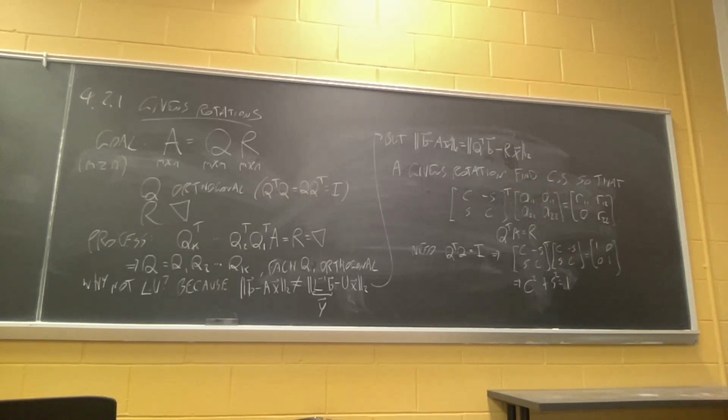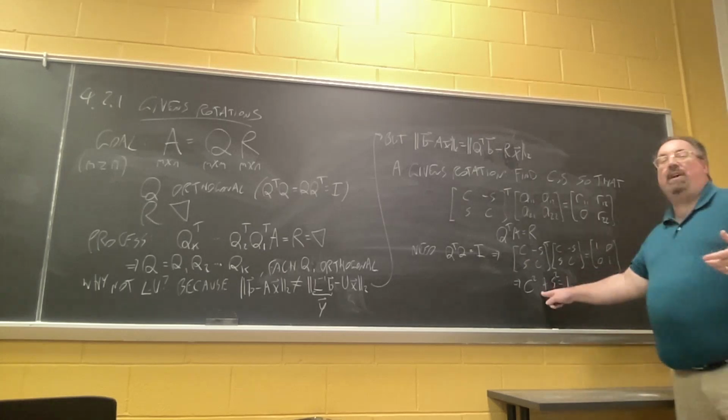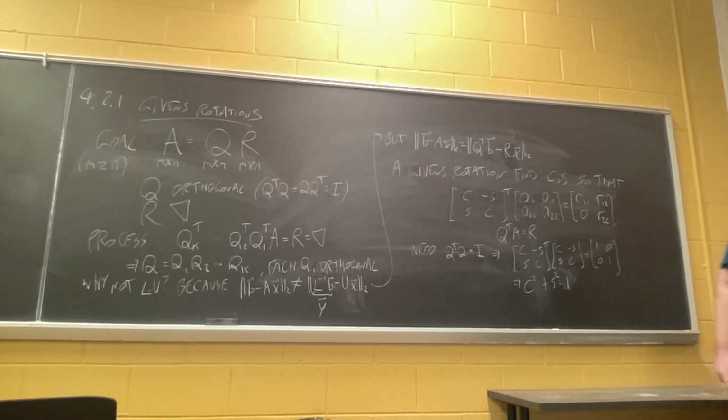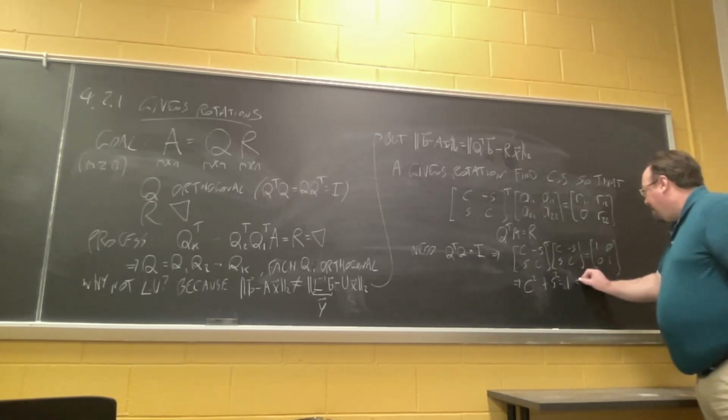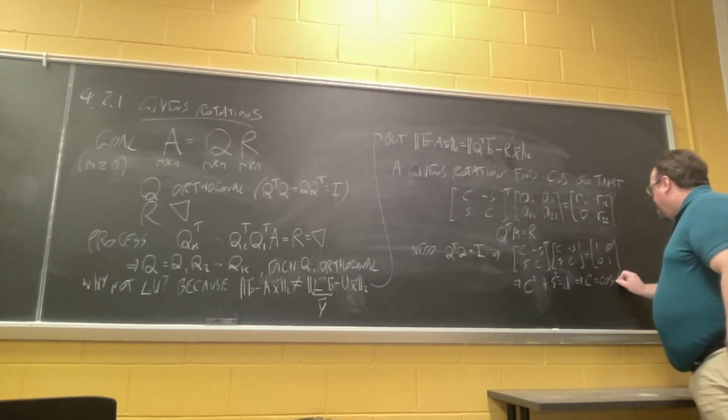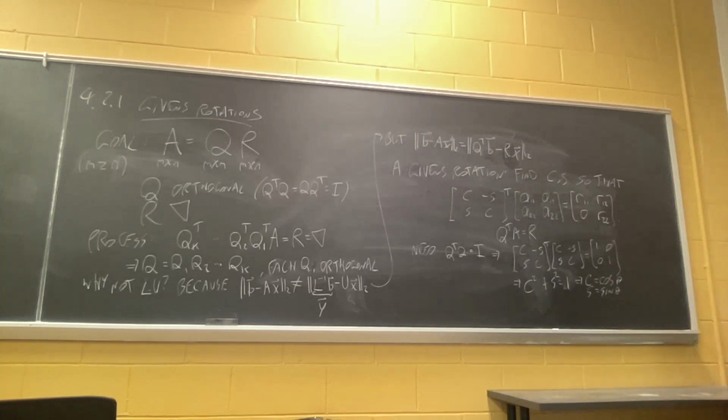So I'm setting up a matrix to have this form. I get C squared plus S squared equals 1. But what does this remind you of? Cosine squared plus sine squared equals 1. So we can say that C is equal to cosine theta, S is equal to sine theta, for some theta. We don't know what theta is yet, but it's something we can keep in mind. Okay. So we'll take that into account when trying to find C and S.